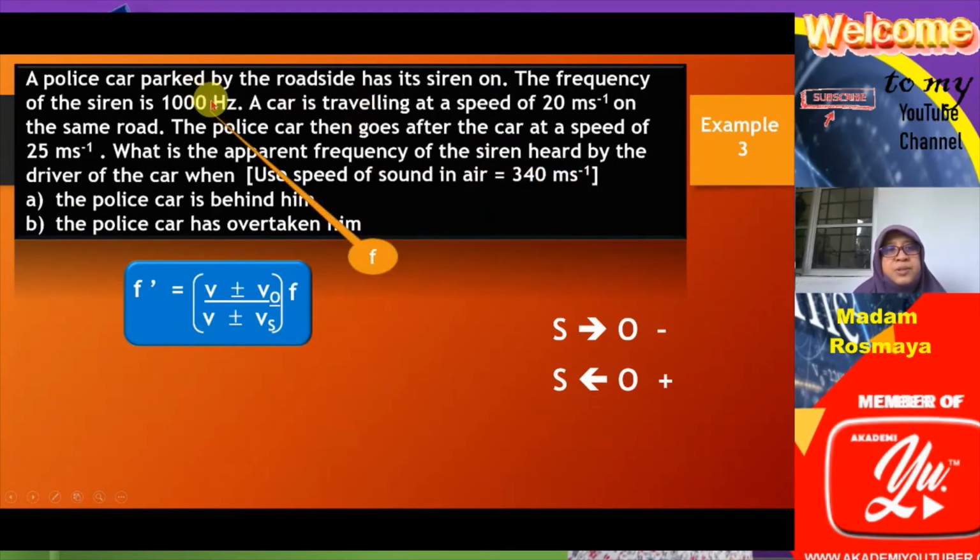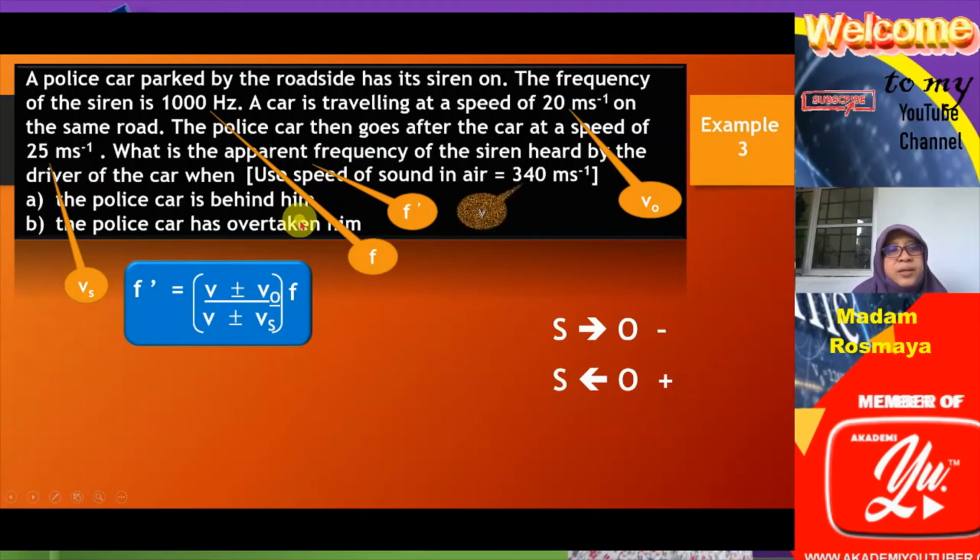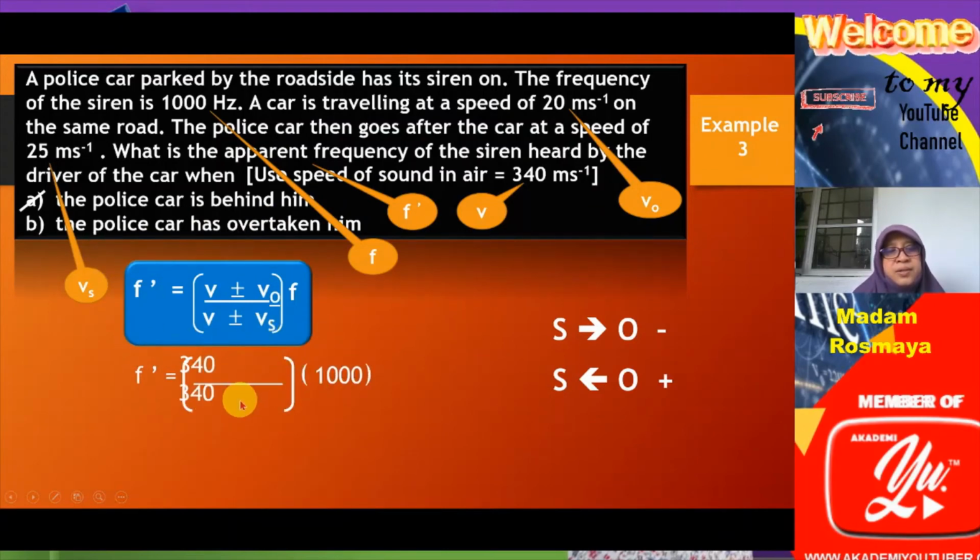We are given the frequency of the sound source, and the car is traveling at 20 meters per second. This will be the observer velocity. The police car has the siren on, so the police car is the source, with velocity Vs of 25 meters per second. We are going to determine F prime. The speed of sound V is 340 meters per second. For question A, the police car is behind him. So we substitute V and F first. F is 1000, V is 340.